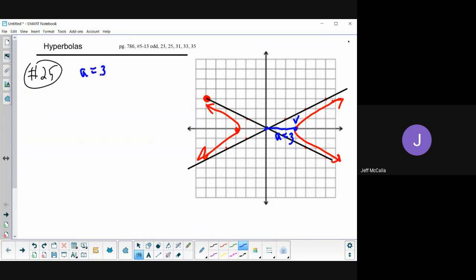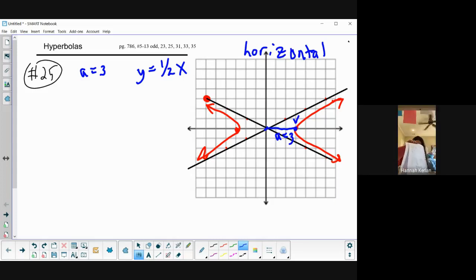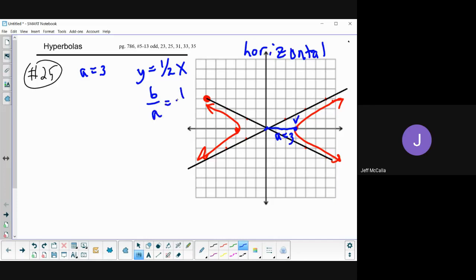A equals 3. Now it says the formula was y equals plus or minus 1/2 x. In the formula sheet, you can tell this is a horizontal hyperbola because it's going off to the right and left here. So look at the formula sheet for a second and tell me, is it A over B or B over A? I always forget. It's B over A. So B over A equals a ratio of 1 to 2. Now I know it's not necessarily 1 and 2, but the ratio is 1 to 2. It could be 2 to 4, it could be 3 to 6, etc.